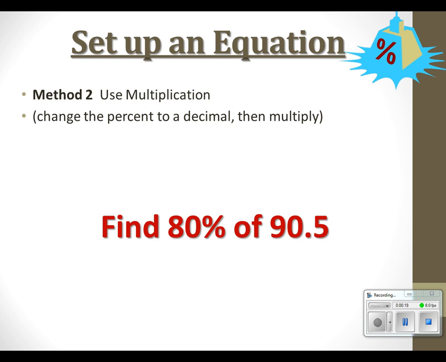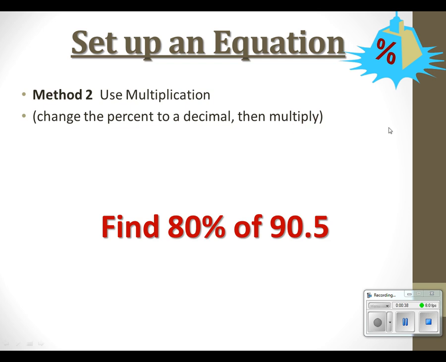And I'm going to show you how to set up an equation to solve this. So this is just another method. I have up here method 2, but don't really worry about that. We're going to use multiplication to solve these. So this is quite simple. All you've got to do is change the percent to a decimal, then multiply.